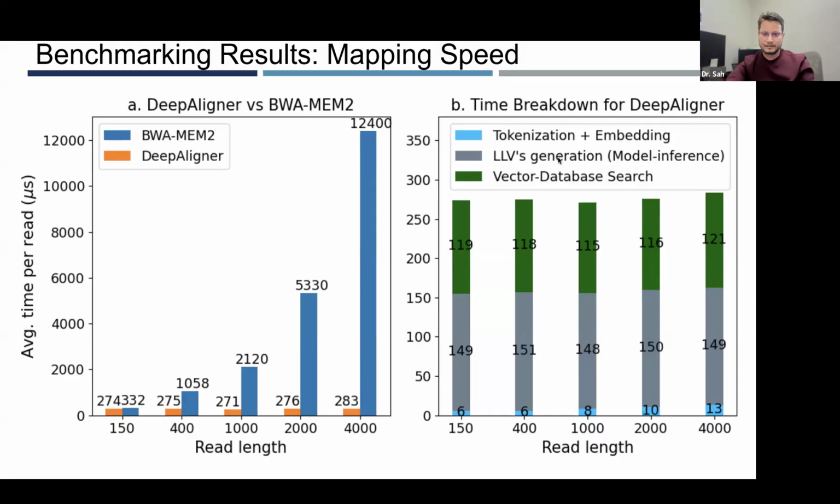The breakdown of the time of my pipeline has different steps. First one is tokenization and embedding. We do LLV generation and the vector database search, right? All these three different steps are pretty consistent irrespective of length.